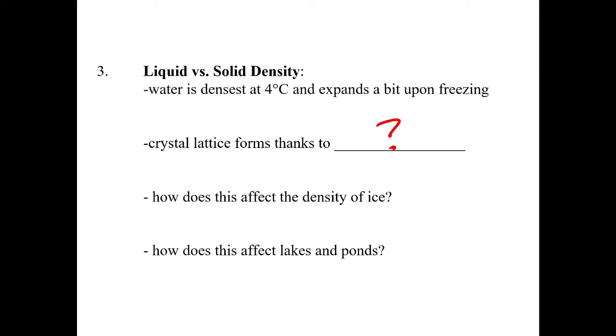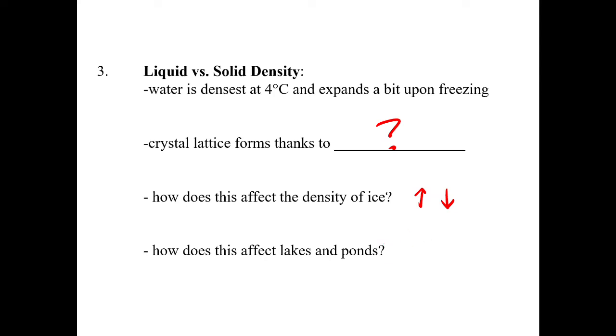what do you guys think is the answer here? I'll give you one clue. It rhymes with Schmidergen bonds. How does this affect the density of ice? Well, the density of ice will be, pick one, higher or lower than the density of water. You pick. And how does this affect lakes and ponds?